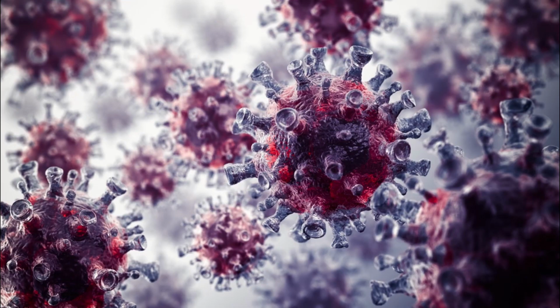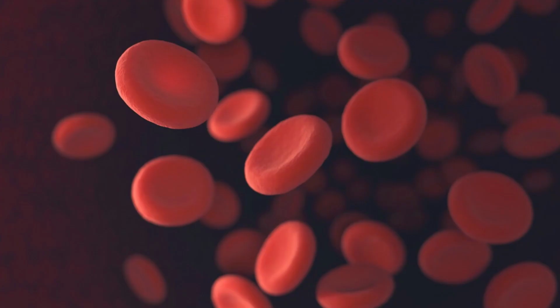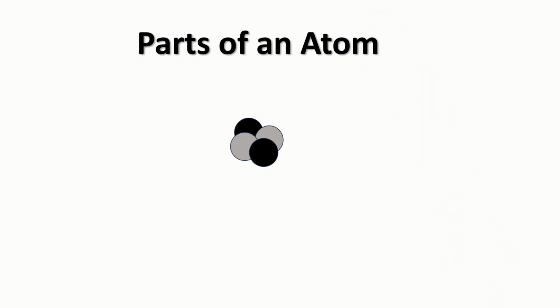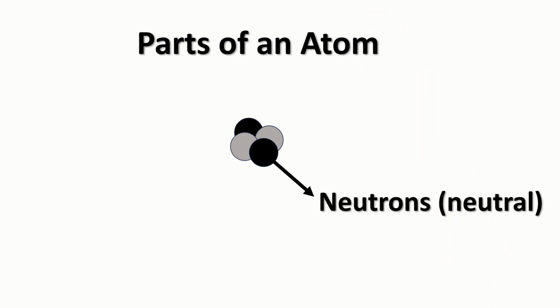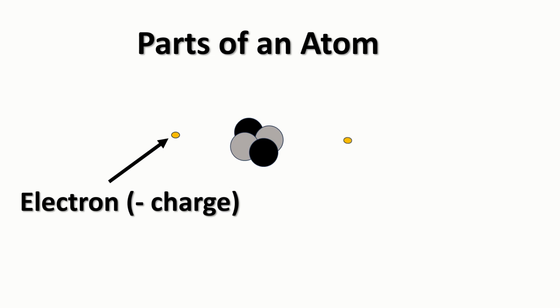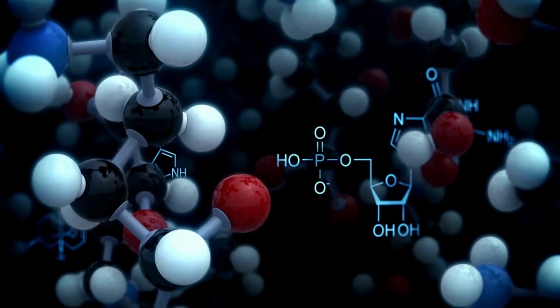In the intricate world of anatomy and physiology, all living organisms are composed of cells. These cells are in turn made up of molecules, and the building blocks of these molecules are atoms. At the heart of every atom are positively charged protons, neutrally charged neutrons, and negatively charged electrons orbiting around the nucleus. The fascinating thing is how atoms come together to form chemical bonds.